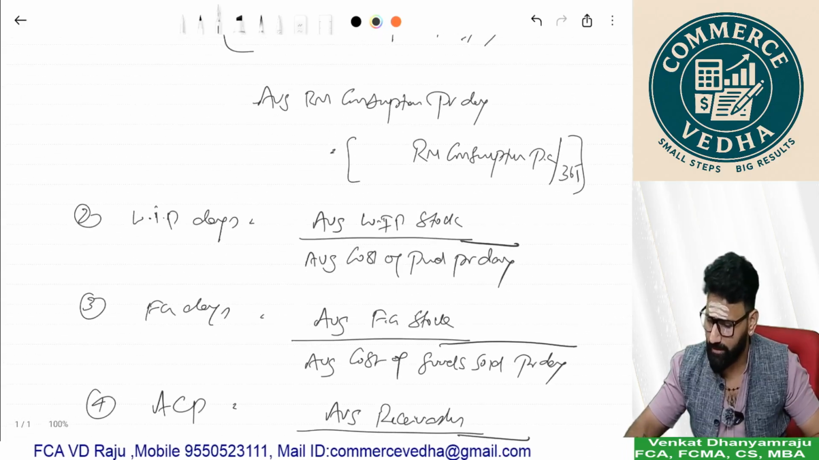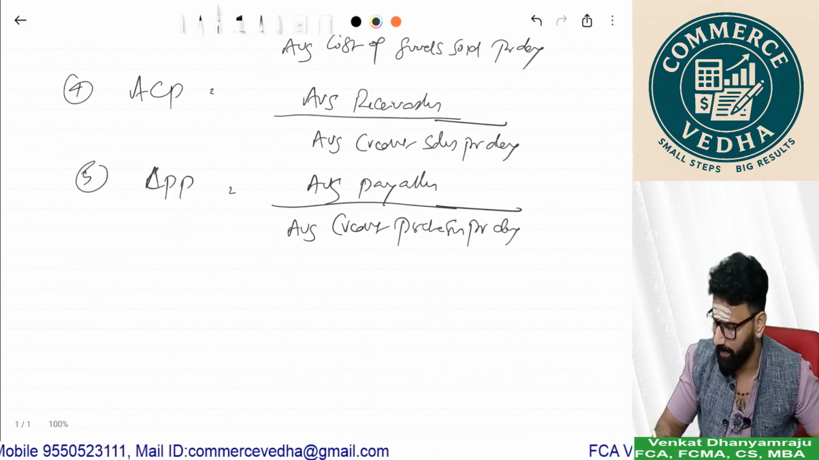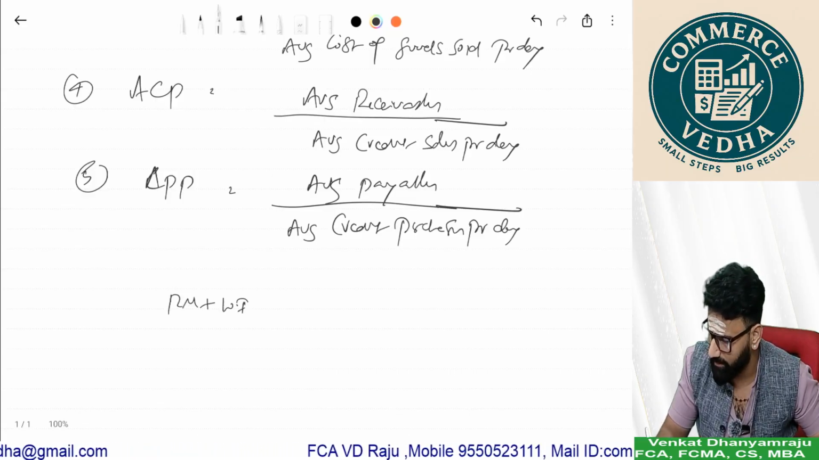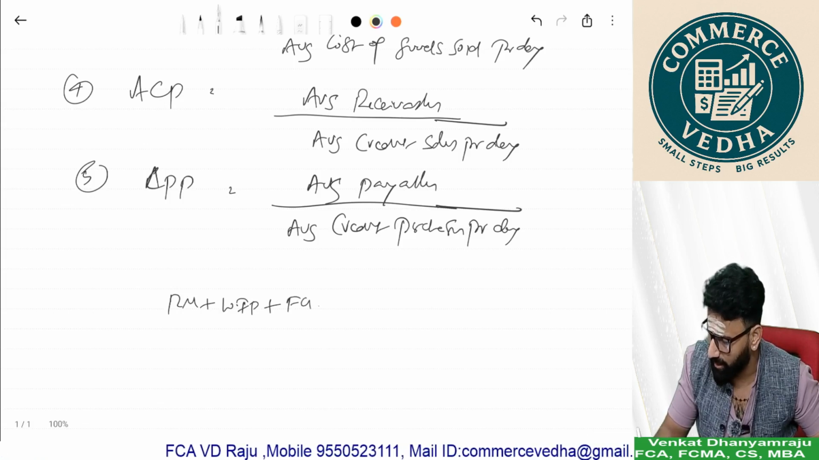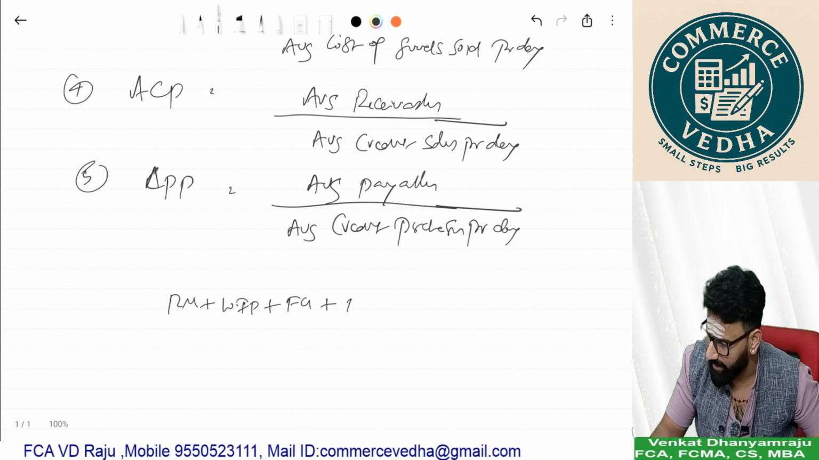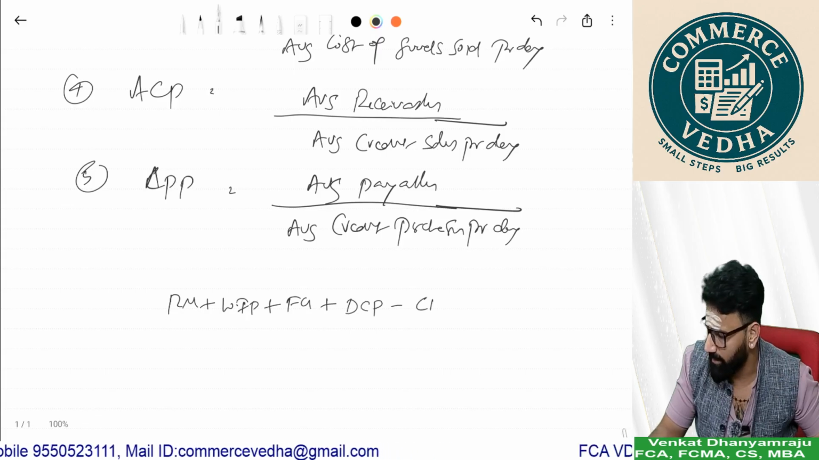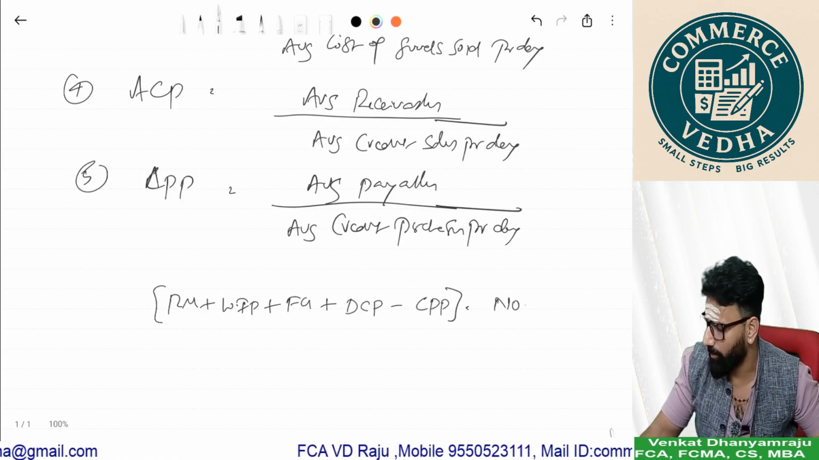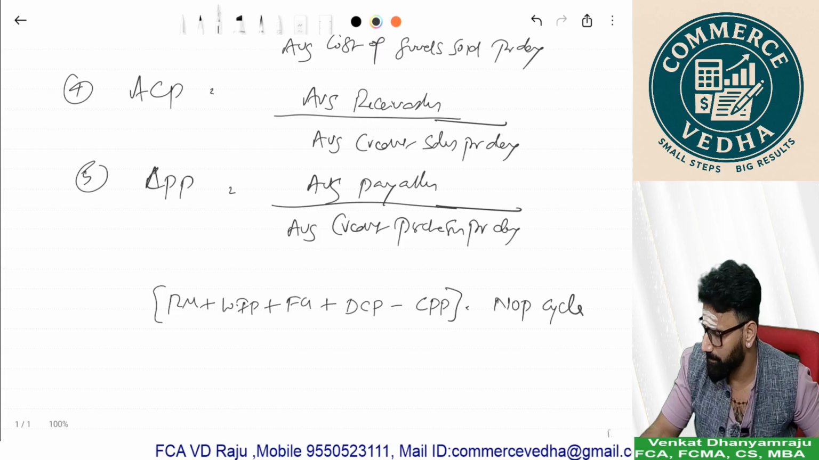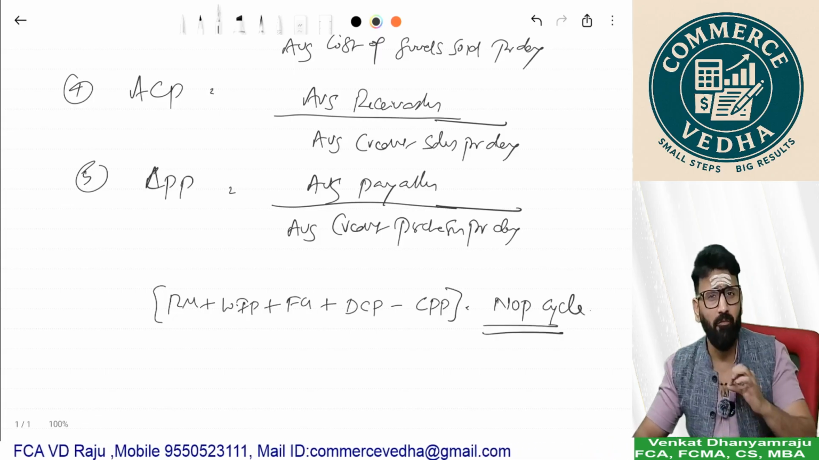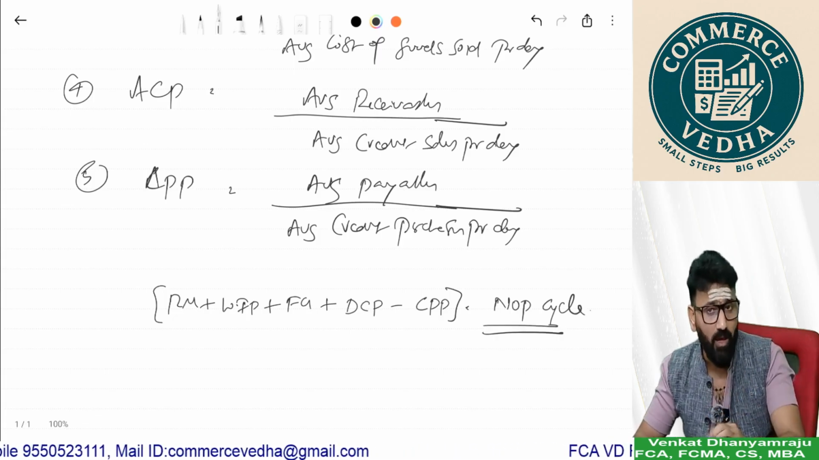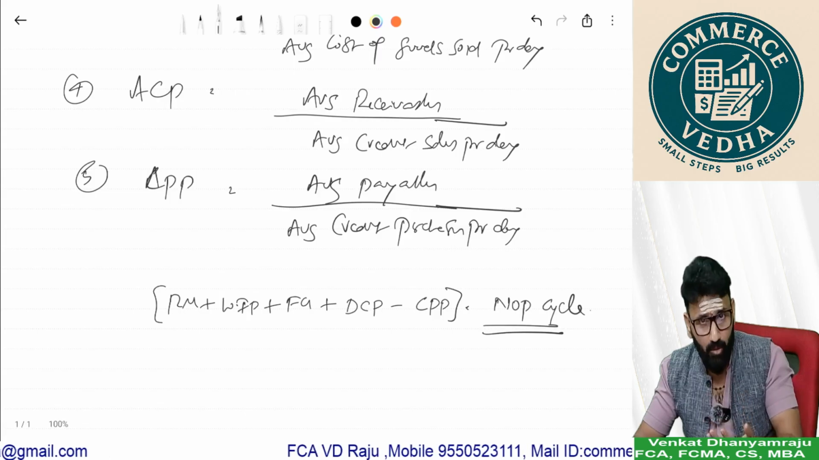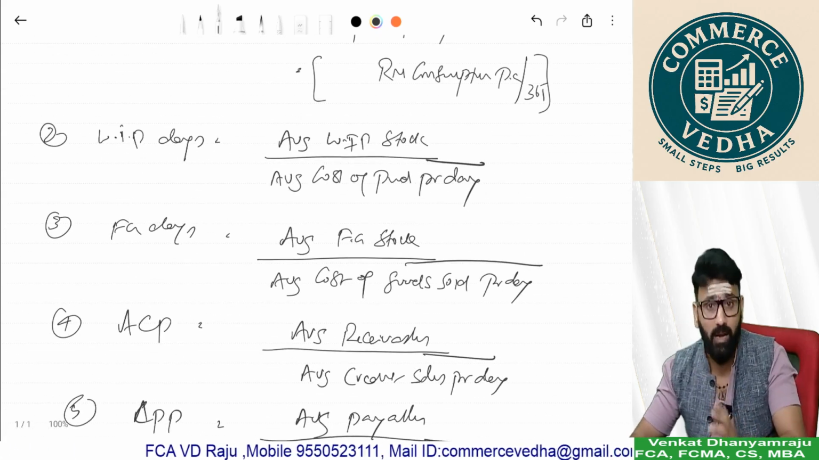Once you know all these things, you can simply write raw material days plus work in progress days plus finished good days plus debtors collection period minus creditors payment period. You'll get your net operating cycle. This is a very important question, and this question repeatedly comes in the examination. So we need to understand the formulas and write the formulas.